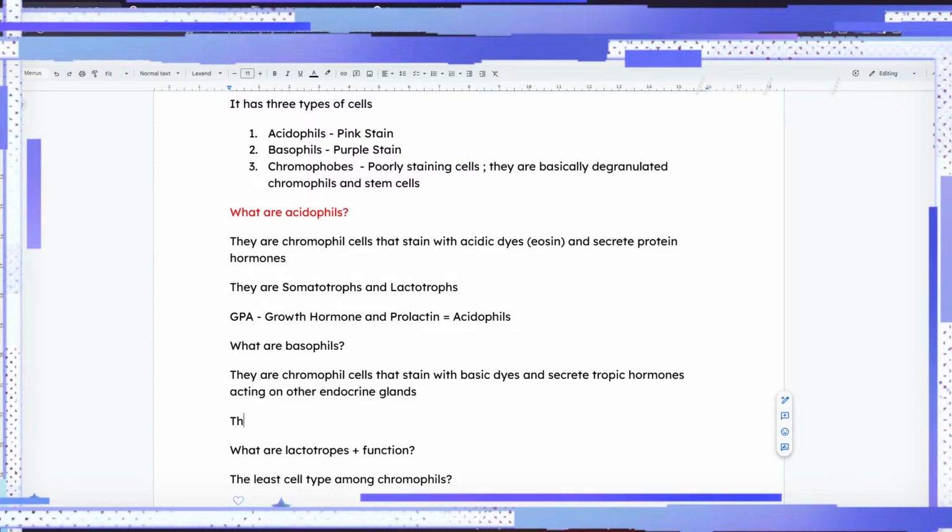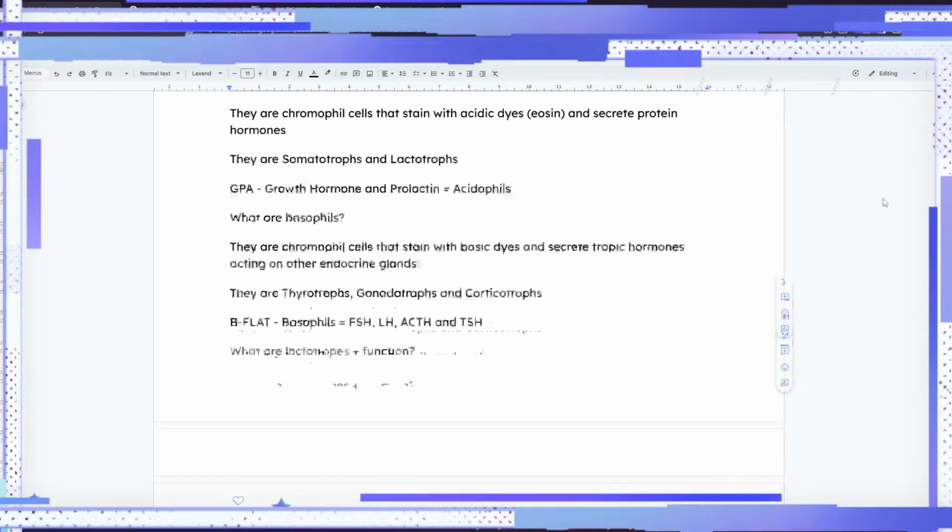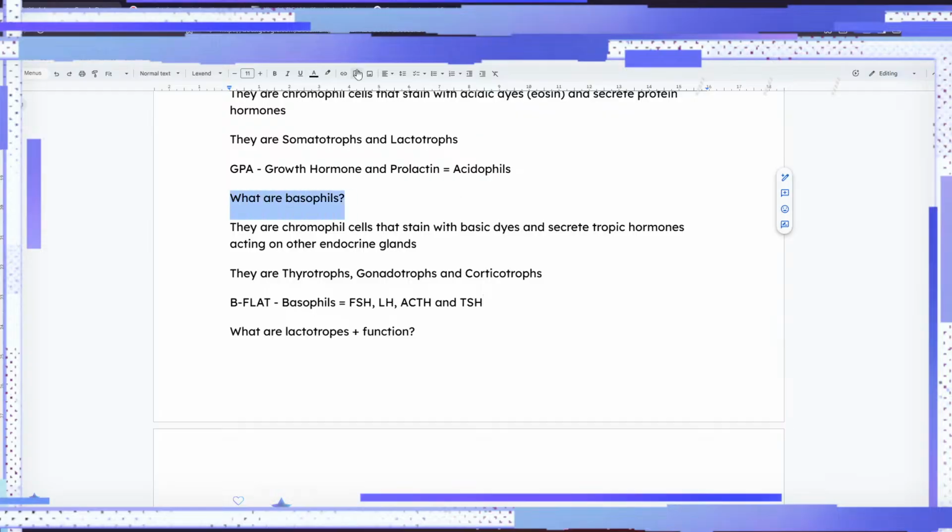They are thyrotropes, gonadotropes and corticotropes. So a way to remember it is B-FLAT, right? That basically means basophils are equal to your FSH, LH, ACTH, and TSH. Fun, right? B-FLAT. Very simple way to remember it. Love it.